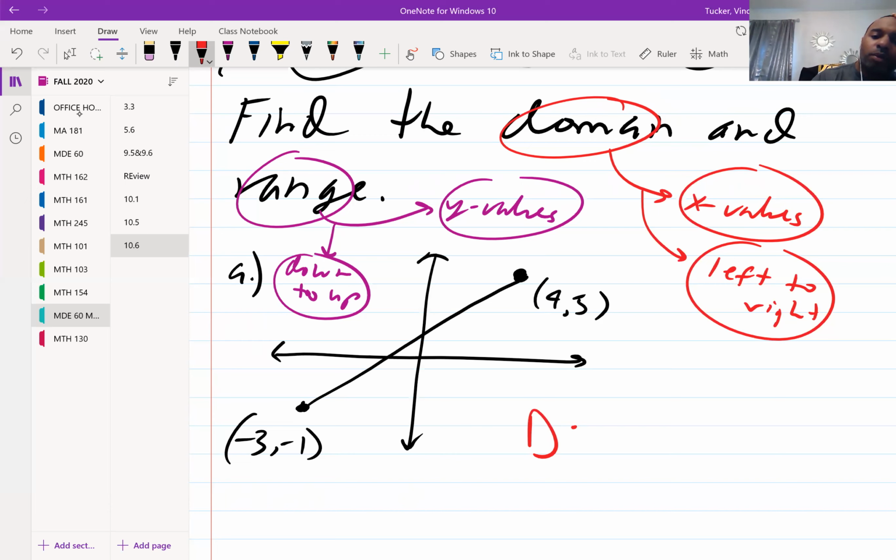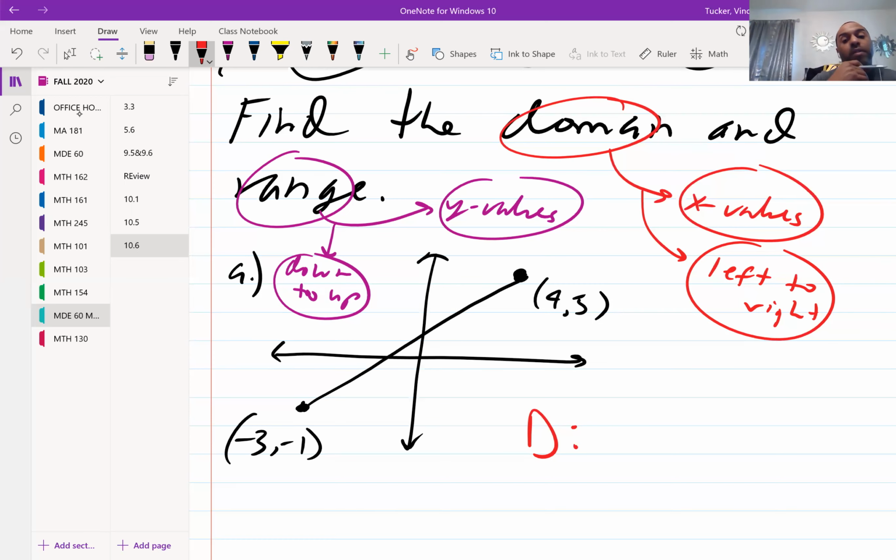All right, so when we look at our domain, I wonder if I should have made that open circle. Let me see if y'all see any open circles before I keep going. Okay, so they don't give you any open circles. All right, so we don't have to worry about it.